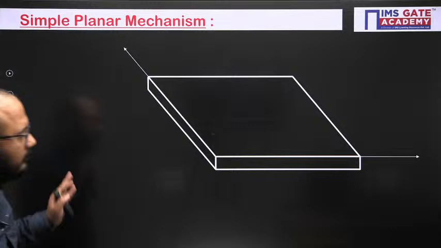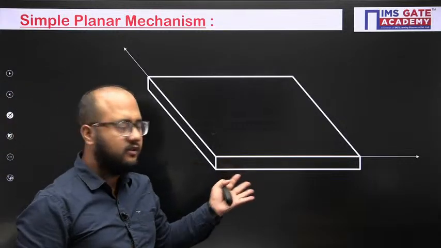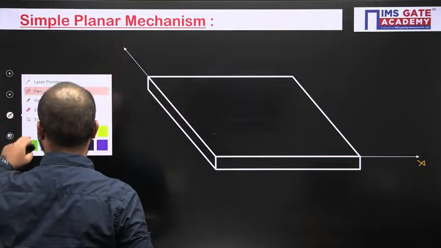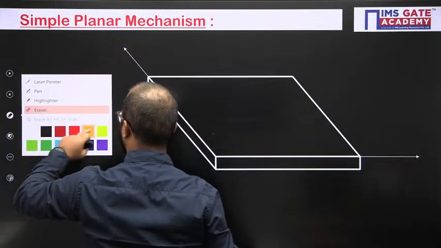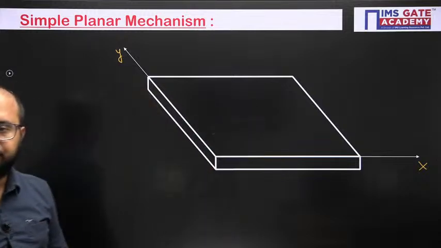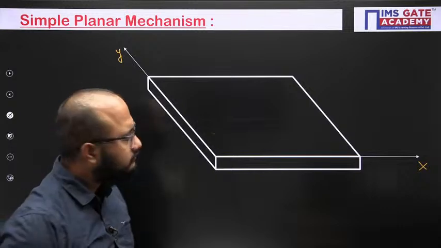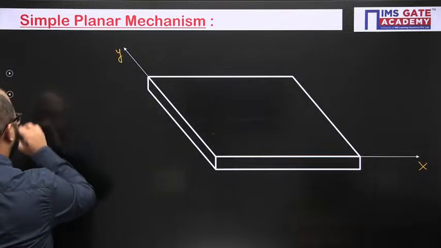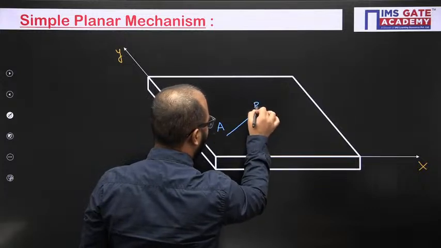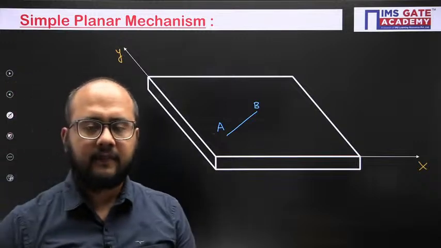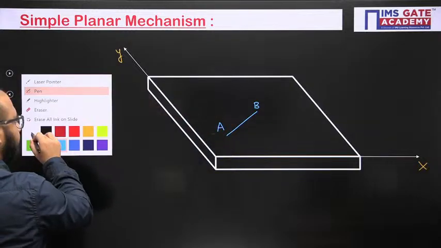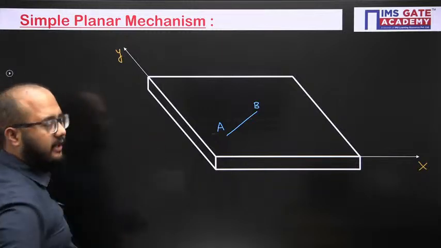Okay, now see. I've drawn a plane here. First of all, let us write this as the x direction, and this is the y direction. So this is the plane we have selected, right? On this plane, let us take any particular link. Let's suppose this link's name is AB. Now, if I ask you, what is the maximum degree of freedom possible for link AB? Tell me, what will be your answer?